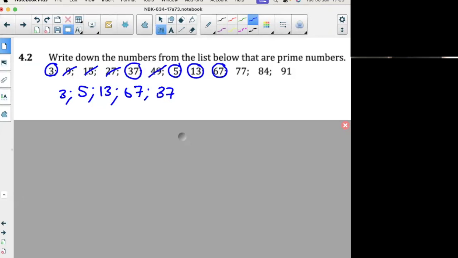77? No, because 7 can go in there, hey? Yes. 84? Nope. What about 91?